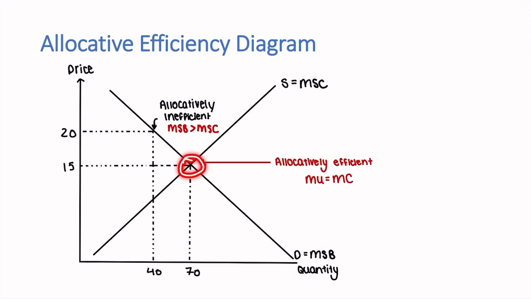At this point, you're allocatively efficient because your marginal utility is equal to your marginal cost. However, at any point on the left side, you're going to be allocatively inefficient because the marginal social benefit is greater than the marginal social cost.